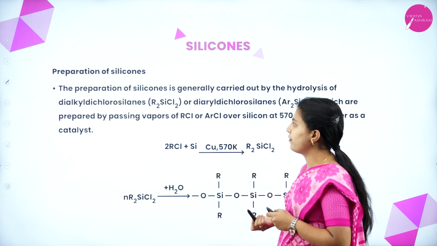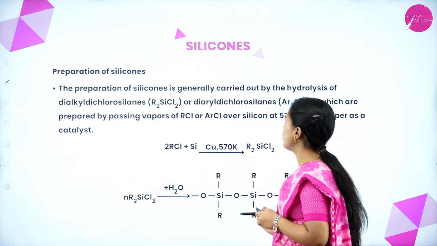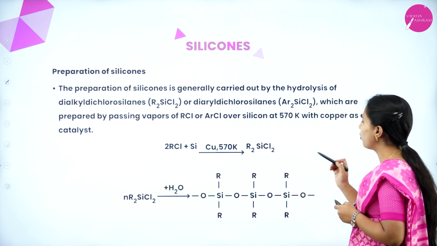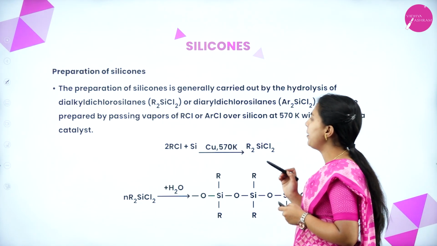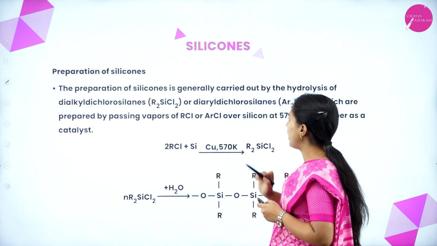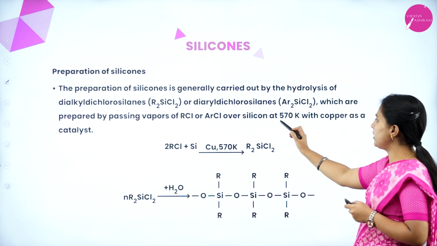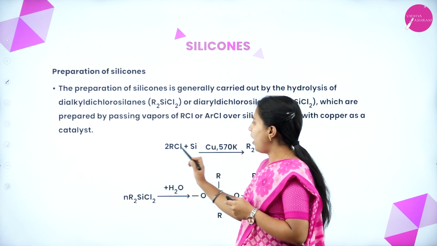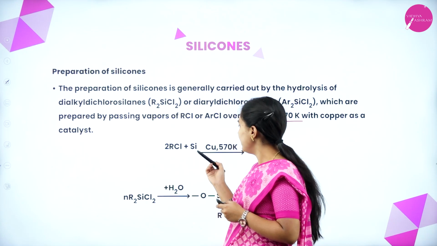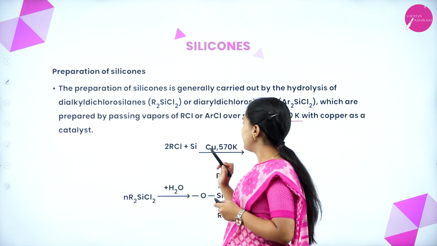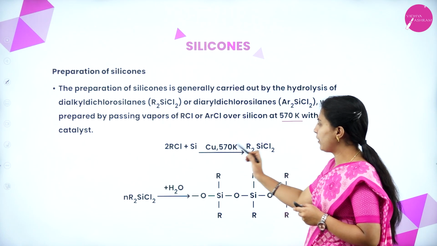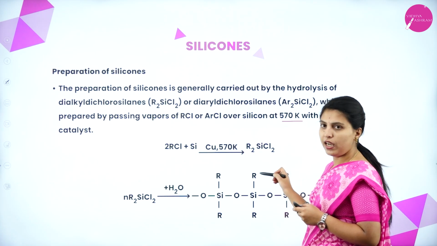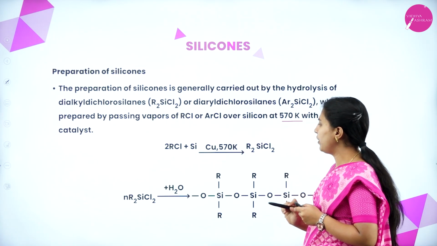Okay. Next, preparation of silicones. The preparation of silicones is generally carried out by the hydrolysis of dialkyl or diaryl dichlorosilanes, which are prepared by passing vapors of RCl or aryl Cl over silicon at 570 Kelvin with copper as a catalyst. See here, RCl or alkyl chloride with silicon in the presence of copper as a catalyst at 570 Kelvin will form R2SiCl2, which means dialkyl dichlorosilanes will form.